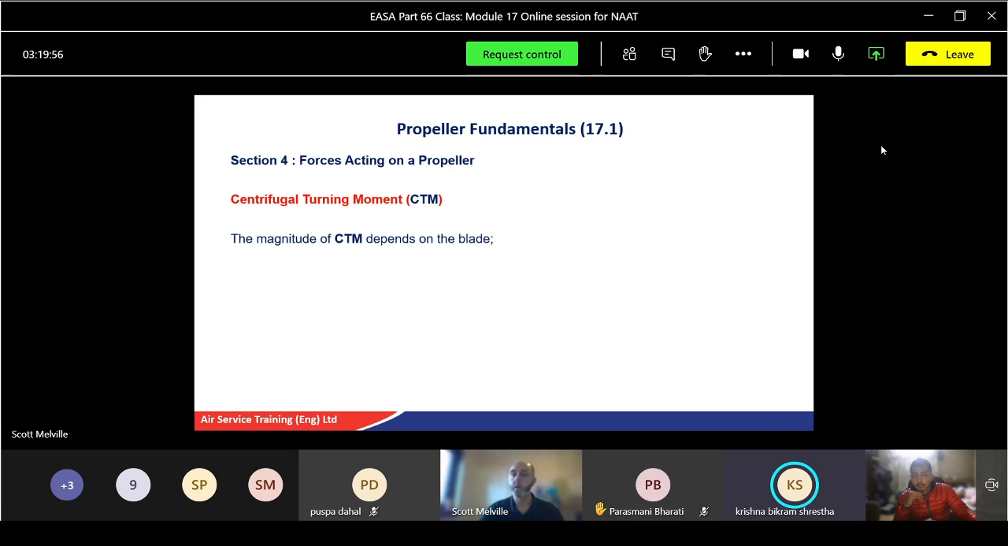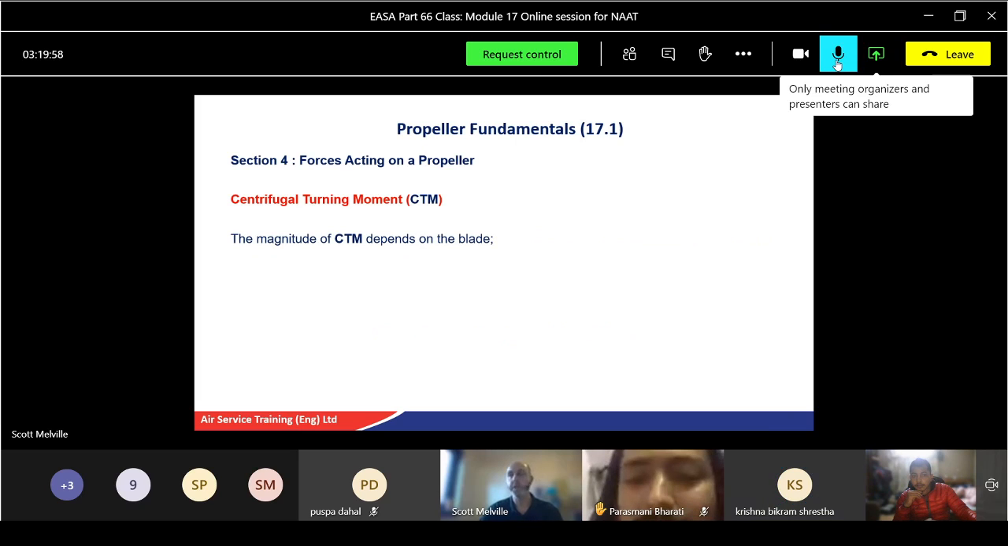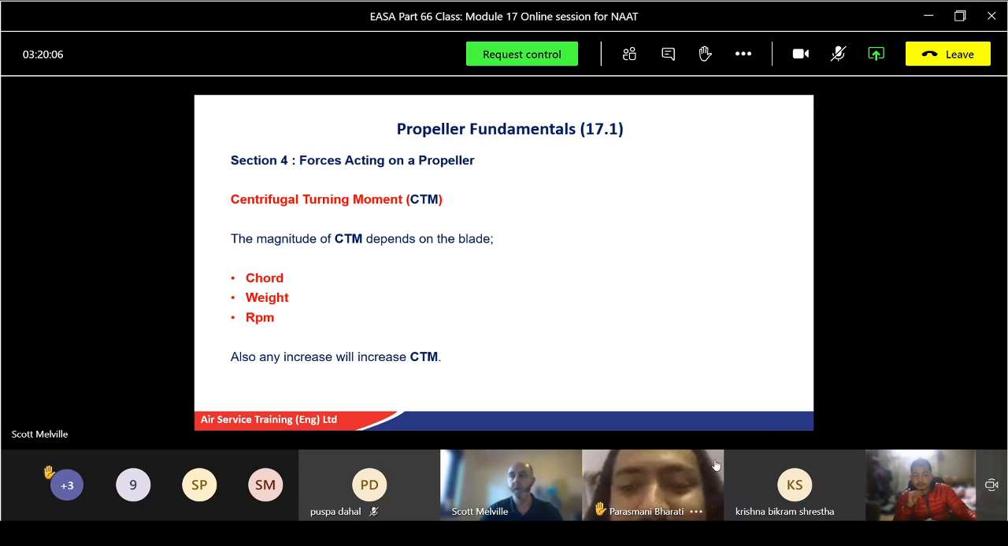The magnitude, or how much that CTM is, depends on the type of blade, the chord, the width of the blade, the weight, the RPM, and any increase of any of those three will also increase your CTM.